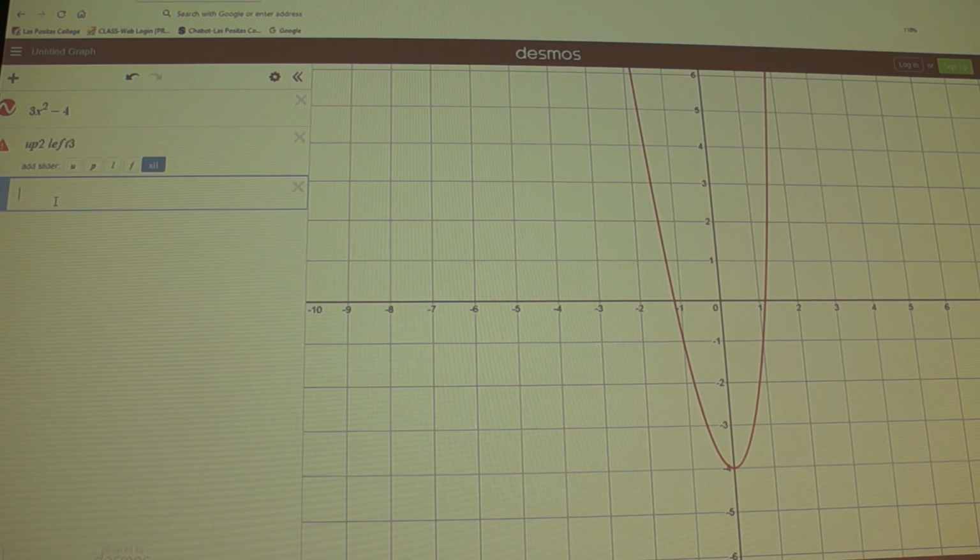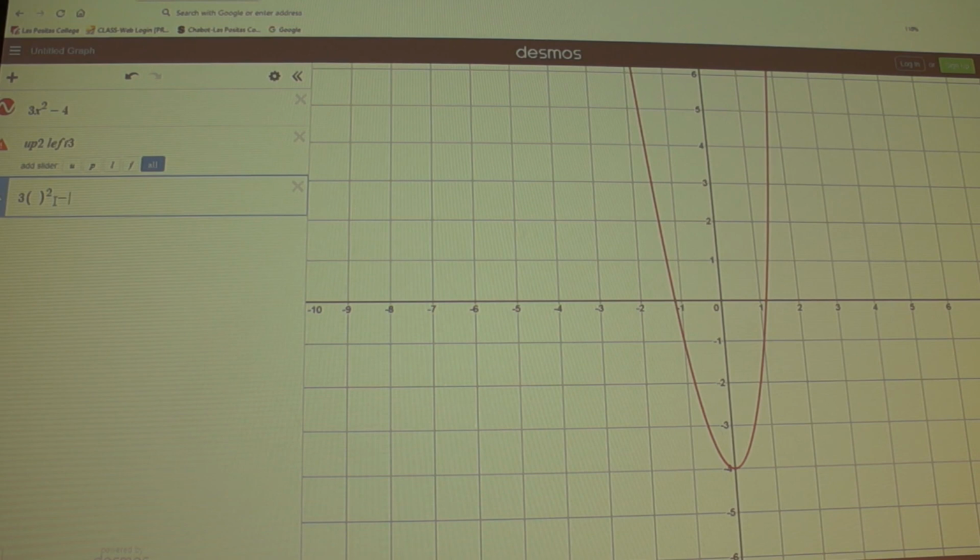Up 2 and left 3. So I'm going to have a 3, parentheses, something in parentheses squared, minus 4, and then something else. What should go inside the parentheses? X plus 3. Good. And what should go after the negative 4 at the end? Plus 2. All right, good. So I went left 3 and up 2. Everybody okay with this one part so far?